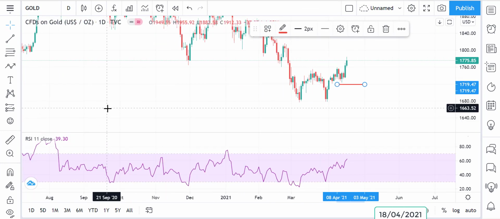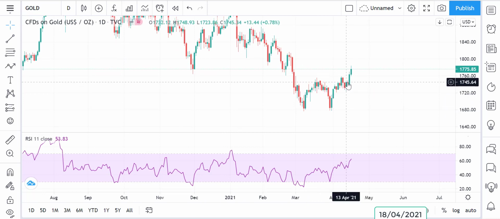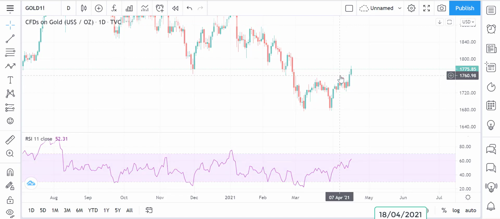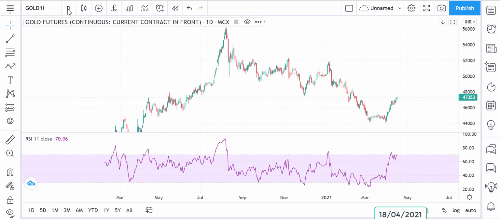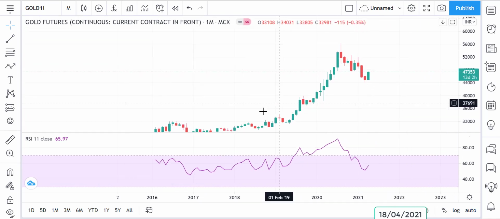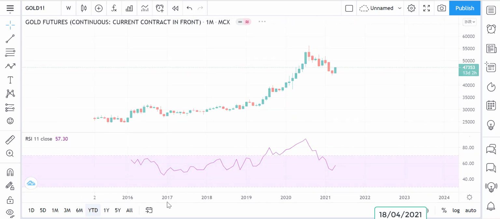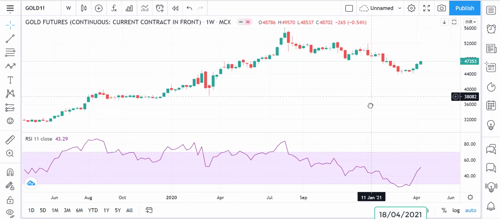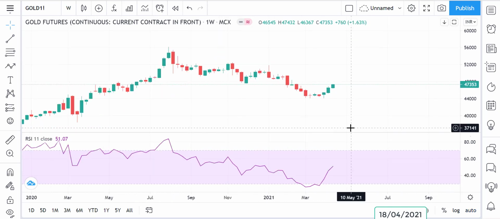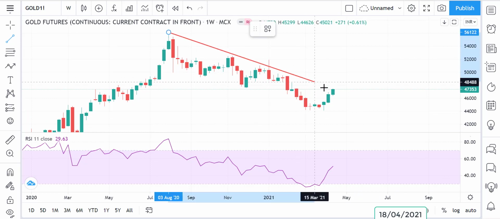So this was the goal on USD basis, on dollar basis. But what about gold in the Indian context? So let's see. This is the gold futures chart. First, coming from the monthly chart time frame: yes, beautiful. As you can see on the monthly time frame, gold is in a super bullish zone. Then on the weekly time frame, a beautiful channel formation, just like it happened on the dollar gold.